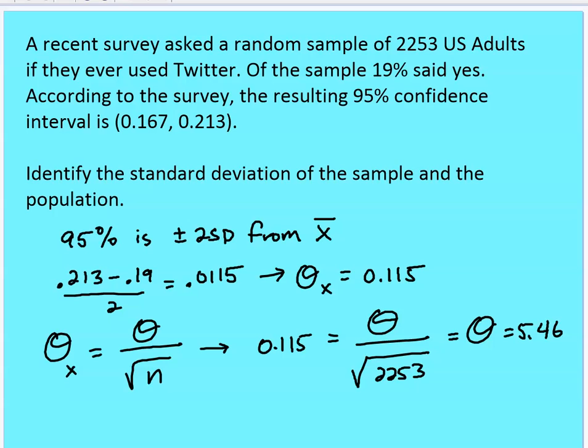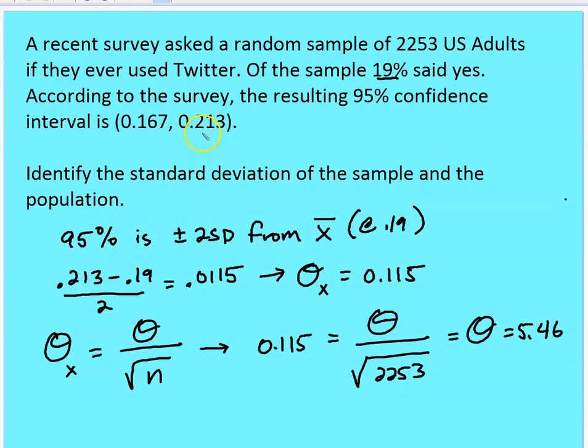We know that 95% is plus or minus 2 standard deviations from X bar. We can find X bar by taking 0.167 plus 0.213, adding that together, dividing by 2, and then we get 0.19. So we can take the value for 0.19 as the mean. What we want to do is find the standard deviation.